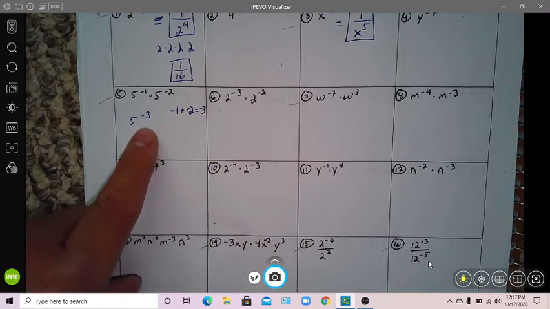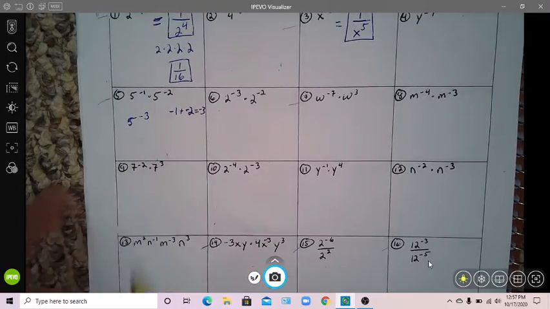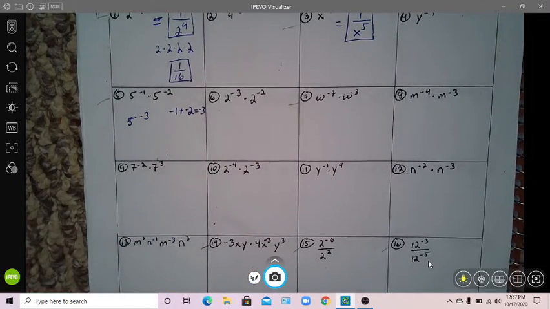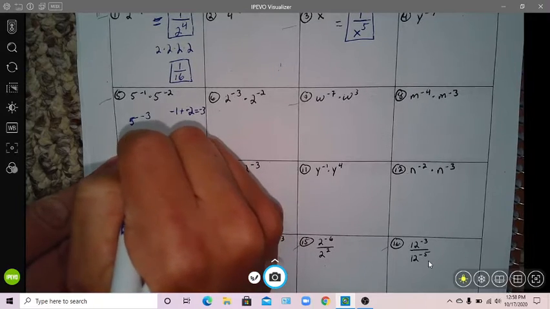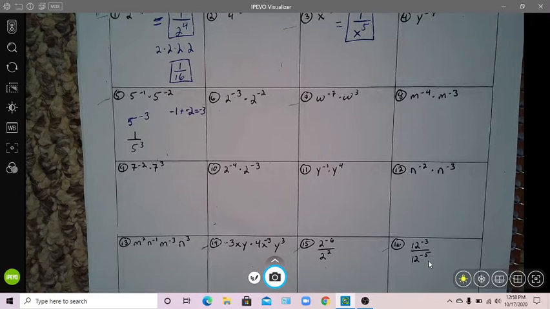So this is a negative exponent, so I have to rewrite this. My pen is dying on me, so let me grab another pen. So I'm going to rewrite this as a fraction. Here's my fraction, 1 over 5 to the positive 3.